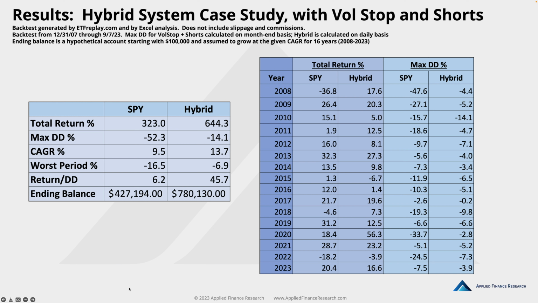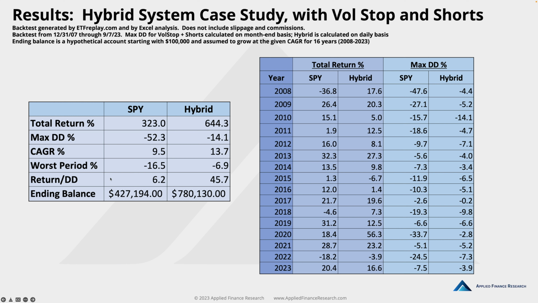So taking a look at the numbers on the left, we have a comparison between the S&P 500 and this configuration of the hybrid system. Total return for S&P was 323%, hybrid is at 644.3, maximum drawdown minus 52.3 versus minus 14.1. Compounded annual growth rate 9.5% versus 13.7%. Worst period for SPY, so that would be the worst month, was minus 16.5%. Hybrid system had a worst month of minus 6.9%.